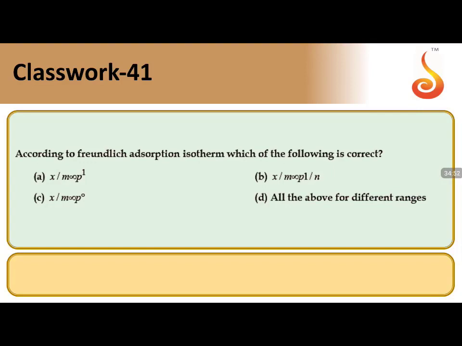Coming to the next, 41. According to Freundlich adsorption isotherm, which of the following is correct? x by m is proportional to p power 1, x by m proportional to p power 1 by n, x by m proportional to p power 0.